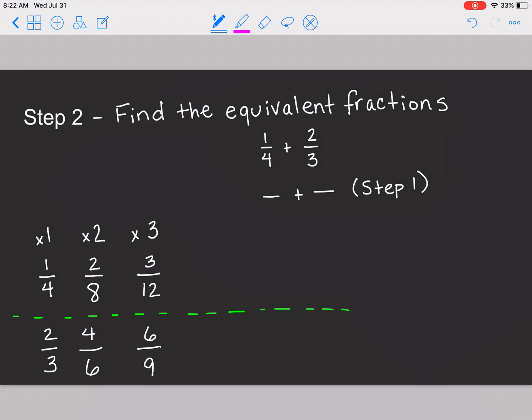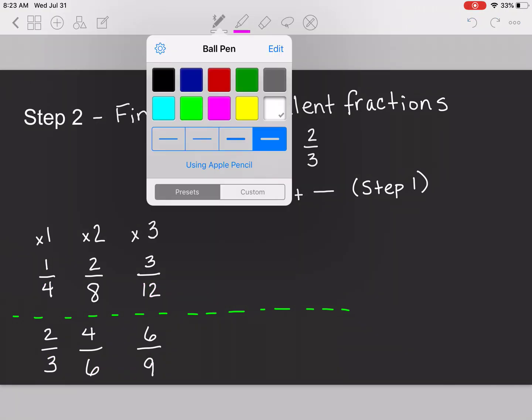Now again, I'm going to go back and look at all of my denominators. I'm going to see, do I have any from the top that match any from the bottom? And I do not. I don't have any that match yet. So I'm going to go back and let's keep going.